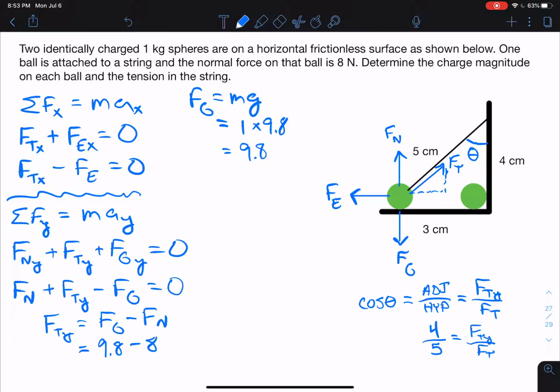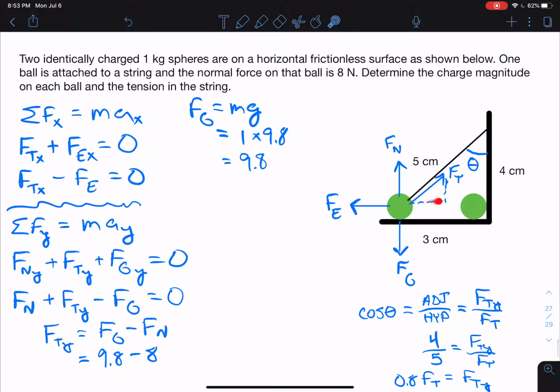And what that means is if I just solve for FTy, I'm getting 0.8 times FT equals FTy. It may not have been clear when I was doing my work, but in mathematical terms, we have two similar triangles. What we mean by similar is they have all the same angles. So this is one of the triangles, this is the other one. These two triangles have all the same angles.